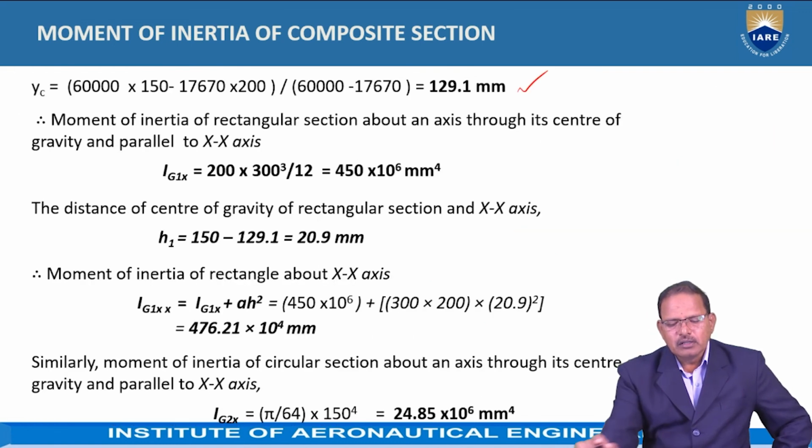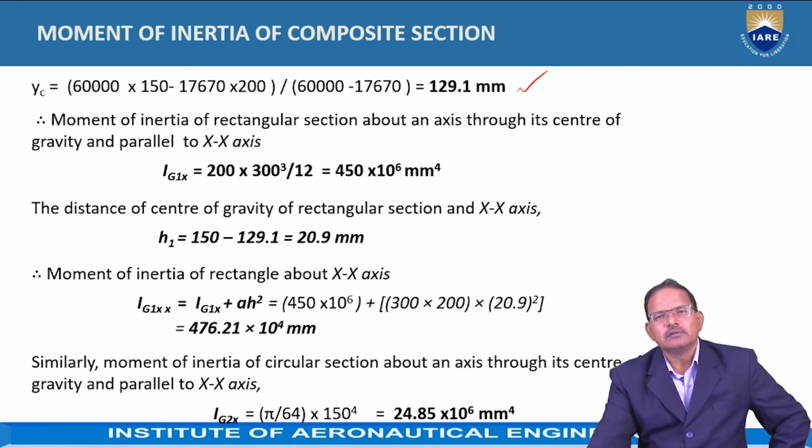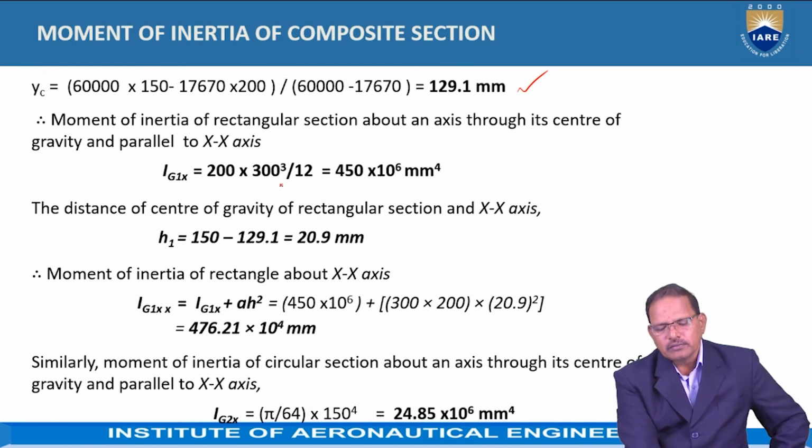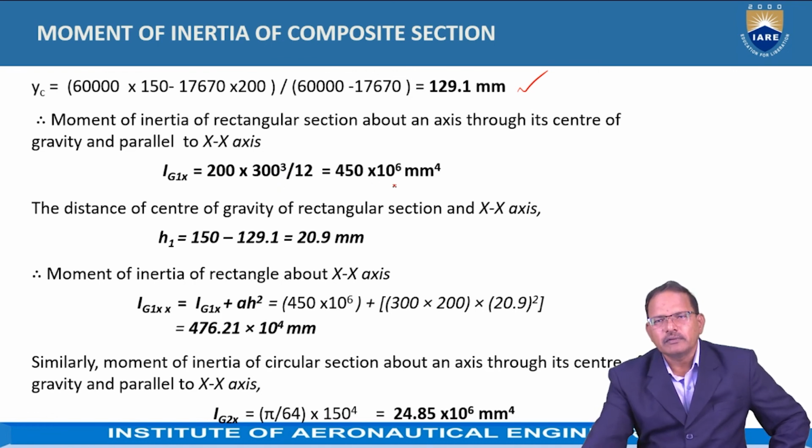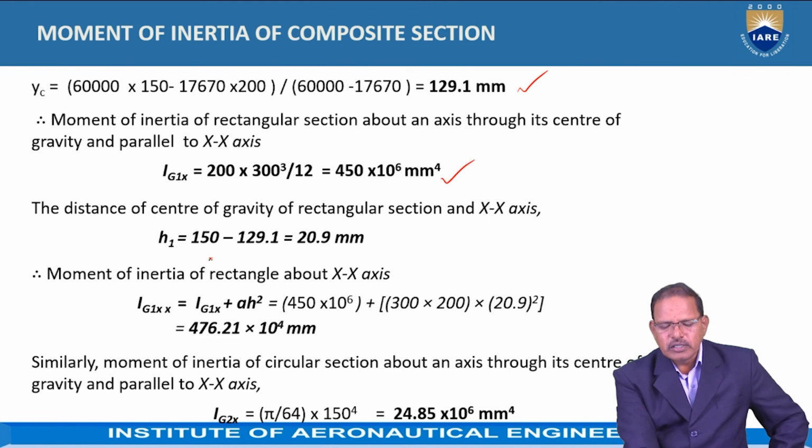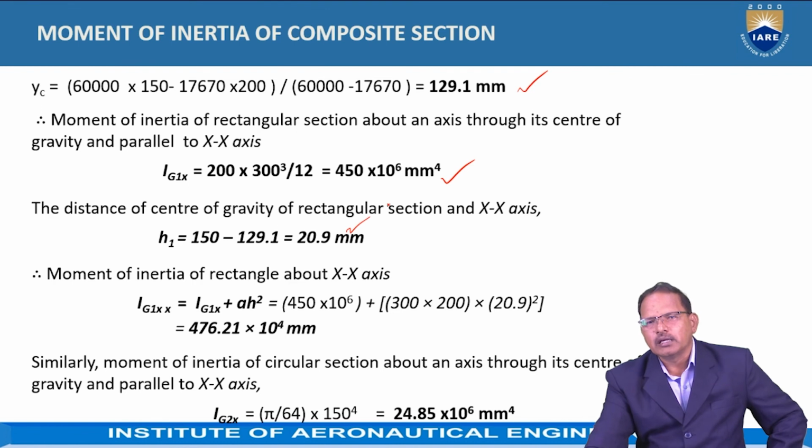So here, when you are taking the moment of inertia of the whole section, first of all consider the moment of inertia of the rectangular section about an axis passing through its center of gravity, which is parallel to the required central axis, that is the x-axis. Since the 300 dimension is the depth, it is 200 into 300 to the power of 3 divided by 12, which is 450 into 10 to the power of 6 mm to the power of 4. H1 is equal to 150 minus 129.8 mm, which is equal to 20.9.